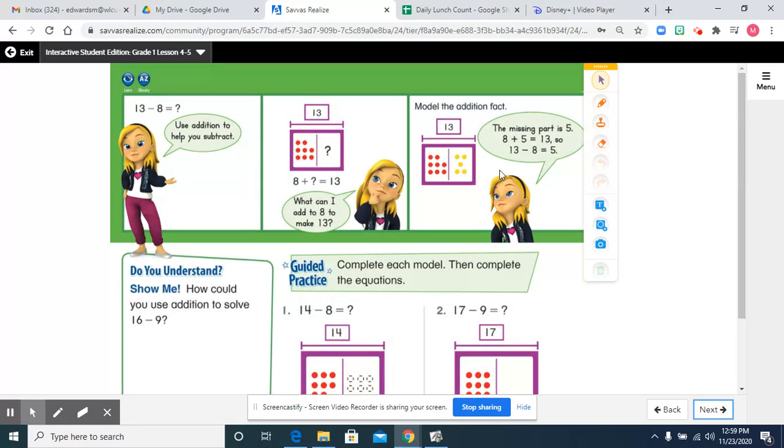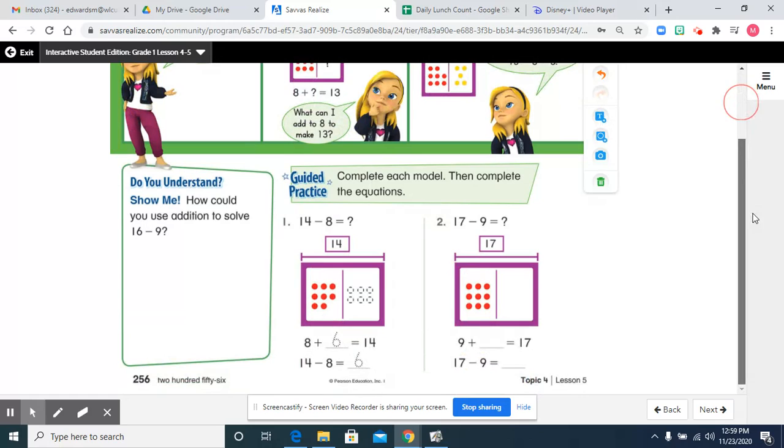Page 256. If you look at the top, there's a lady from our video, and she's just showing you how to use a part-whole box just like we did on the first page. I think the problem was 8 plus, ended up being 5 equals 13. Okay, let's look at number 1 and number 2. Let's read the directions, and then we'll work on number 1. It says complete each model, then complete the equations.